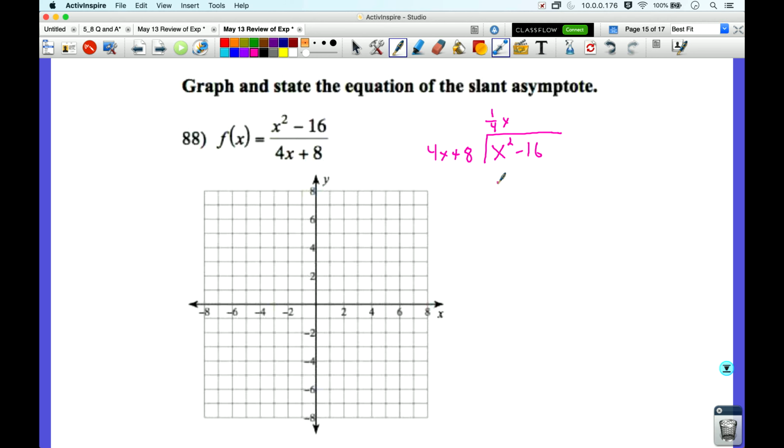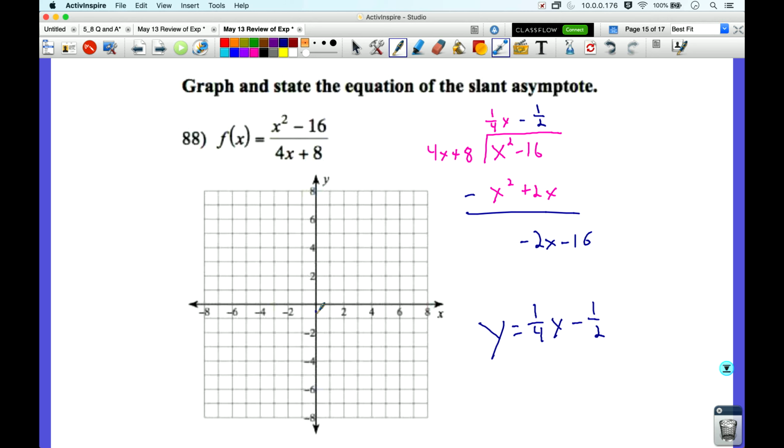Now we're going to complete the multiplication. We'll get the x squared. We'll also get a plus 2x here. Subtract this away. Now we've got negative 2x minus 16. What do I have to multiply 4x by to make it a negative 2x? Well, it's going to be a negative 1/2. And at this point we stop. That is the equation of our slant asymptote. y equals 1/4 x minus 1/2.